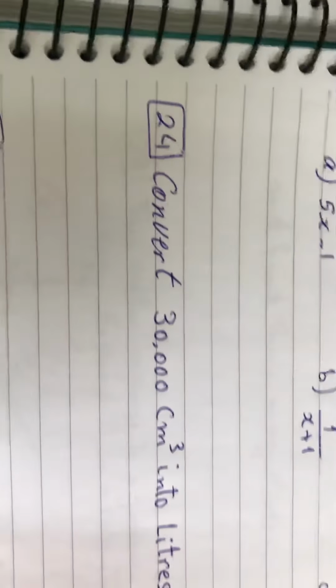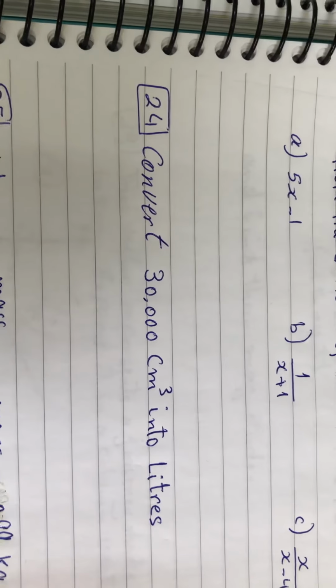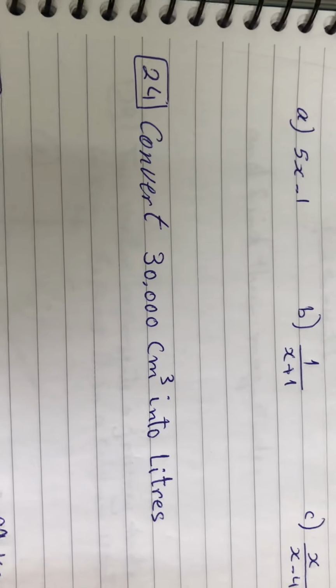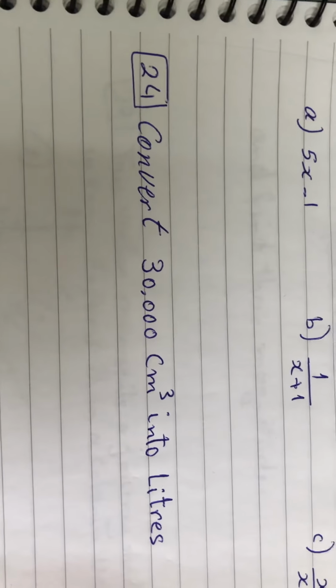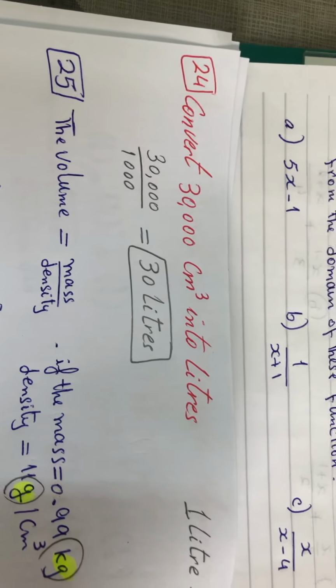Let's return again to convert 30,000 cubic centimeter into liter. Very easy. 1 liter equals 1,000 cubic centimeter, so divide by 1,000 like this, equals 30 liters.